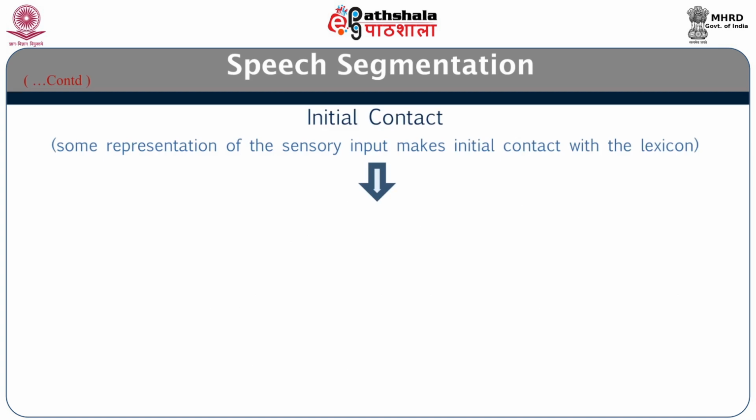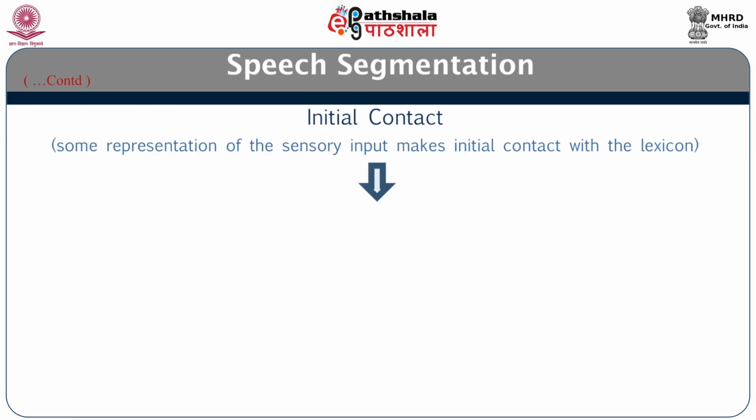He talks about how there is the initial contact. Some representation of the sensory input makes initial contact with the lexicon. As I said, there is the lexicon which we have set in our brains, and then there is the input that comes and enters our brain through the ears. All that you have done in Unit 6, where you're talking about actual speech perception. If you need to refer to that, you can go back and read that module once again, so you will know how this happens, and you will know more about the speech input.